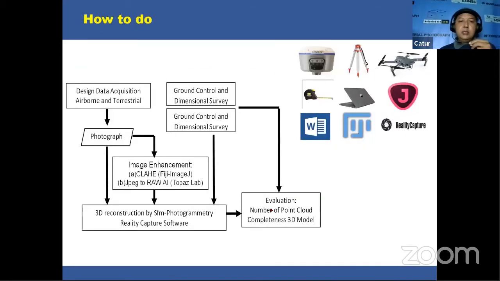Okay, as a standard procedure, we use a control point, checkpoint, and also some image processing software. So we use this, it is open source. This is from Topaz. I think this is also open source, but not in Topaz. And this is Capture in Reality.